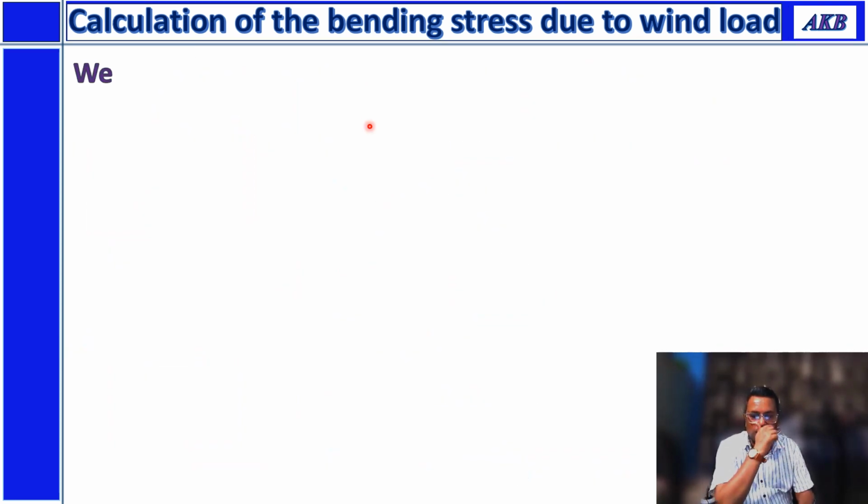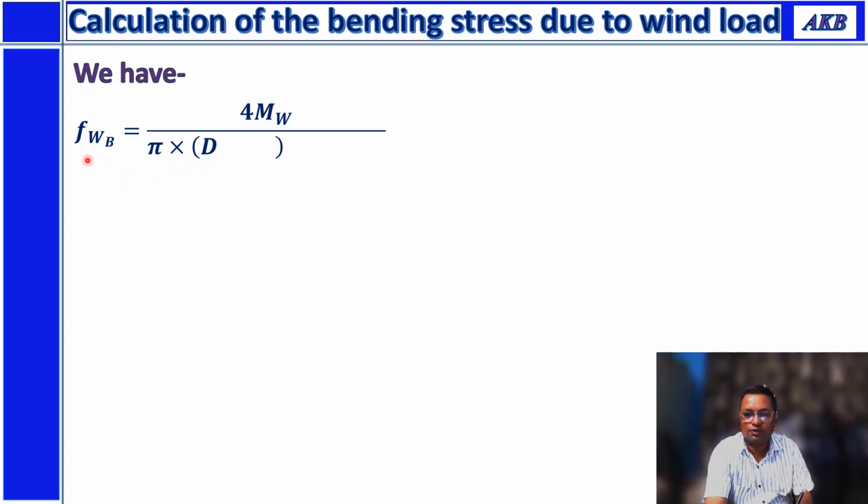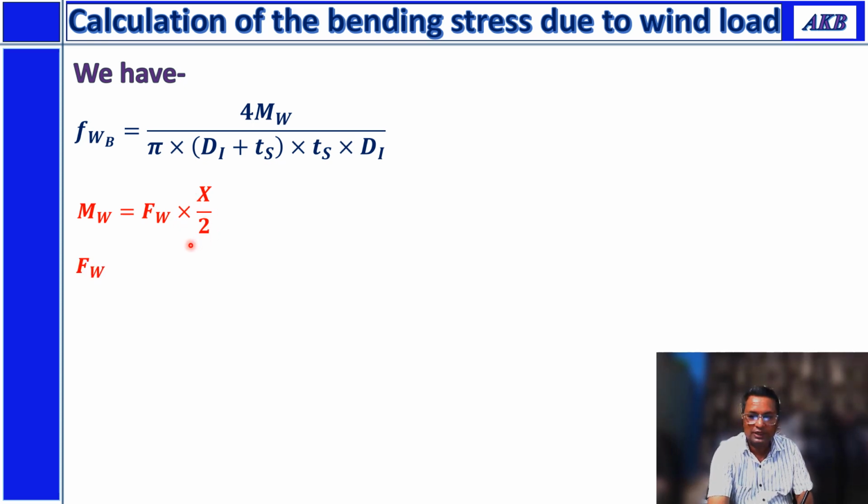Okay, so if you do further analysis, you just got equation for Fwb. Fwb is equal to 4 Mw divided by pi into (Di plus ts) into Di. Mw is given by this equation we just saw. It is Fw into x by 2. Fw in turn is given by this equation, K1 into K2 into Pw into x into Do.